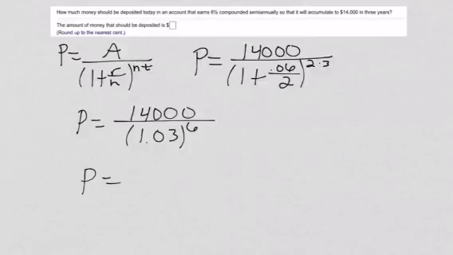And now we're just going to calculate that out. We have 1.03 raised to the 6th power, and then you're going to do 14,000 divided by that answer. And what we get is $11,724.78. And so, if you want to accumulate $14,000 in 3 years, you will have to initially deposit the $11,724.78 to get there.